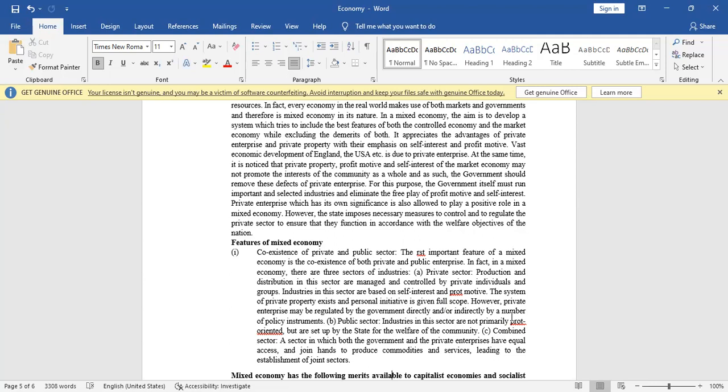Next, combined sector. This is a sector in which both government and private have equal access and join hands to produce commodities and services, leading to the establishment of a joint sector. You see, how many of you know NICE Road? Nandi Infrastructure Development Corridor, NICE Road.